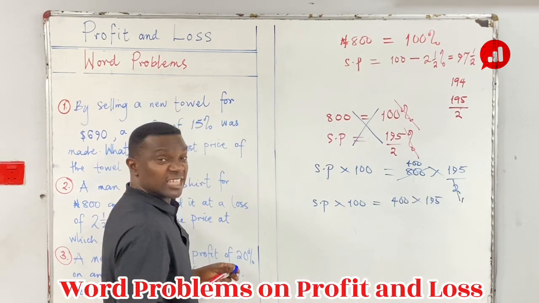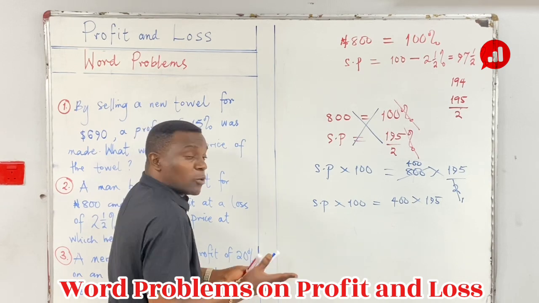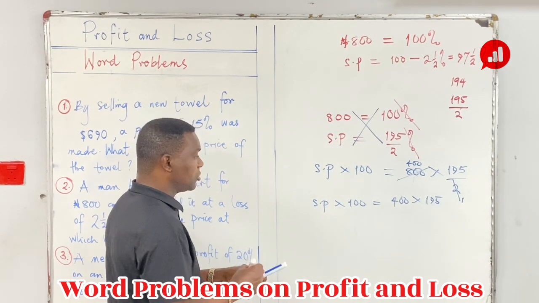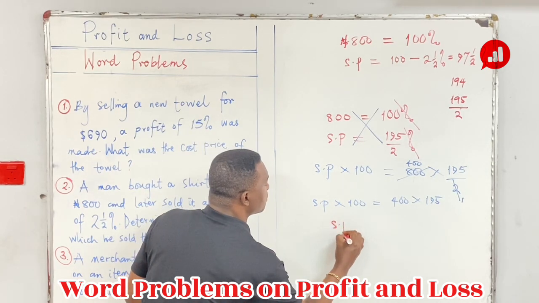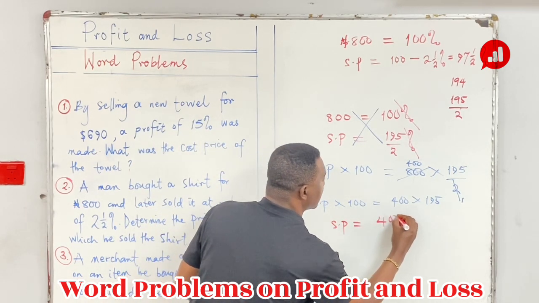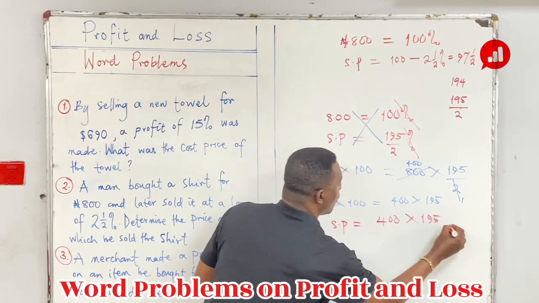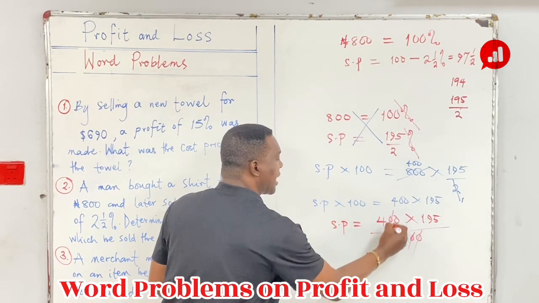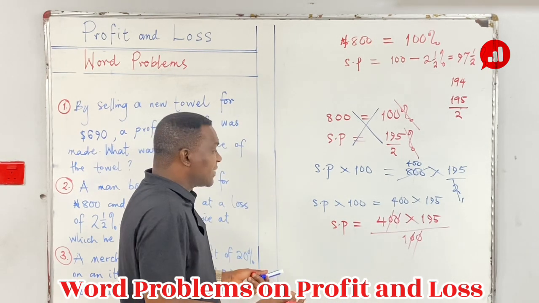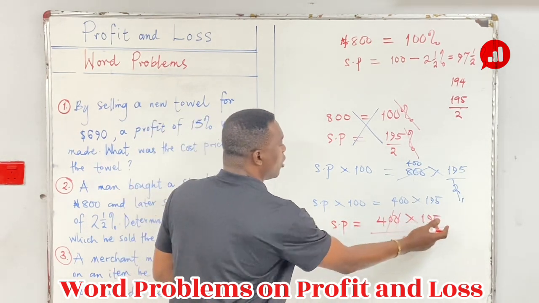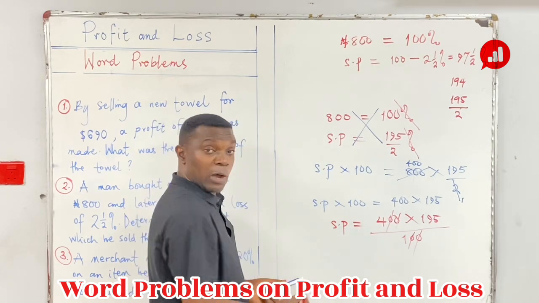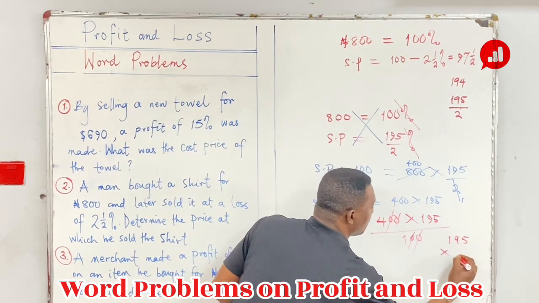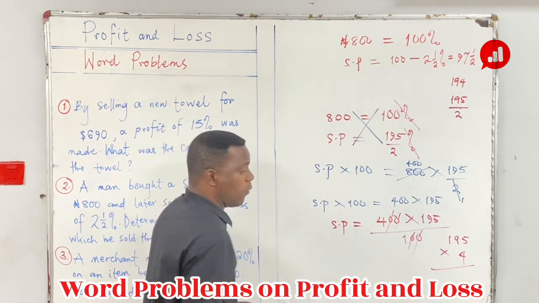We need the value of SP. So we're going to divide both sides by 100. When we do that, we're going to have SP equal to 400 times 195 all over 100. So these two zeros, we cancel. The next thing we have is to multiply 4 and 195. So simply, we can quickly do it here: 195 times 4.